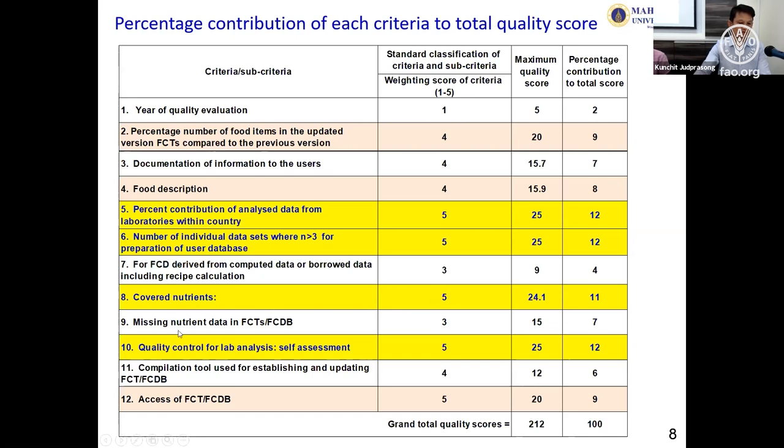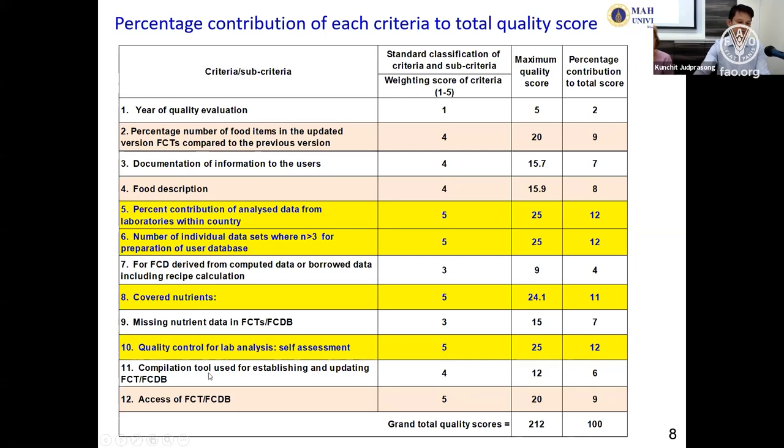Number 9, missing nutrient data, the score is 3. Number 10 is the quality control from the laboratory. This is a part that, as users, we cannot know about the laboratory, so we use the self-assessment by the evaluator. But we emphasize this criteria. We also provide the maximum score of 5.